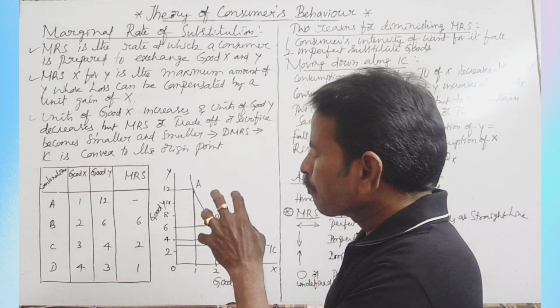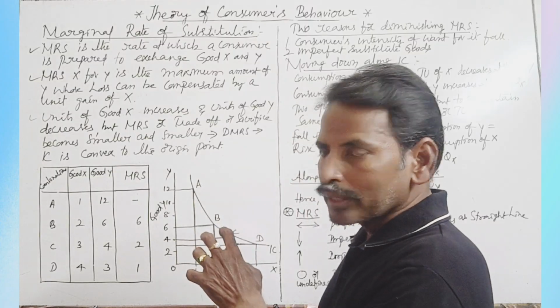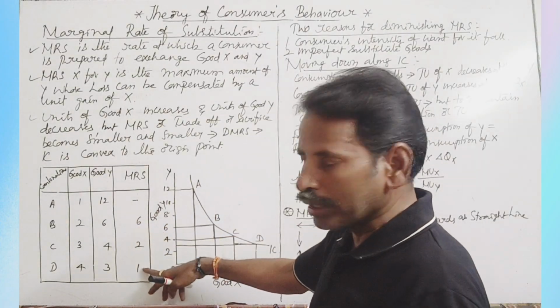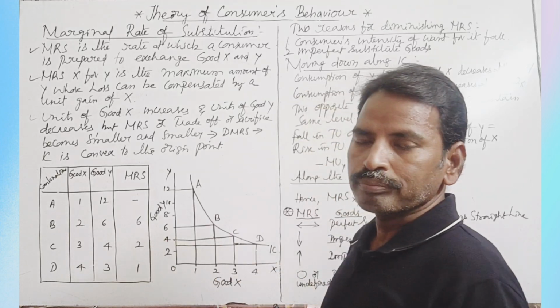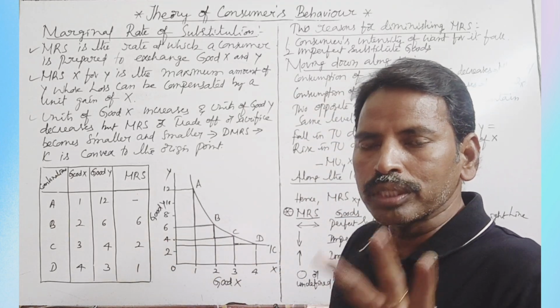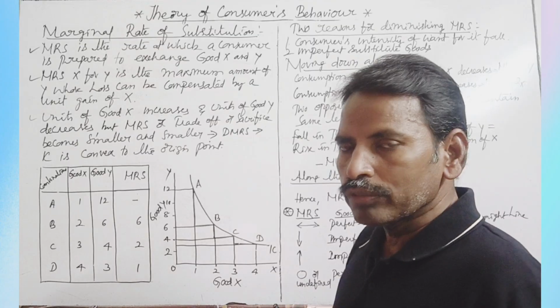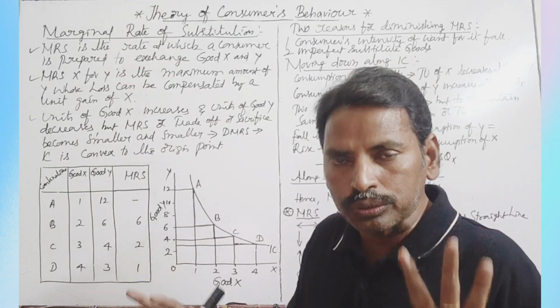So in the exchange of goods, MRS is decreasing and becomes smaller and smaller. 6 to 1. This is called diminishing marginal rate of substitution. That is why the indifference curve is convex to the origin.